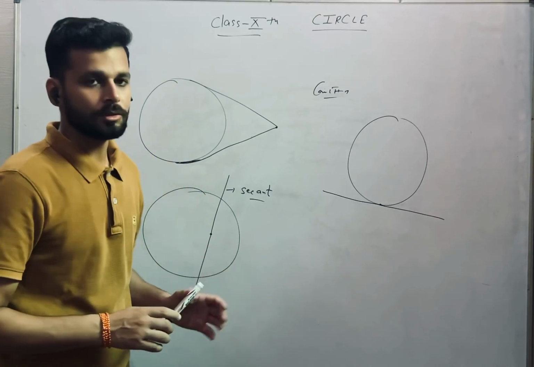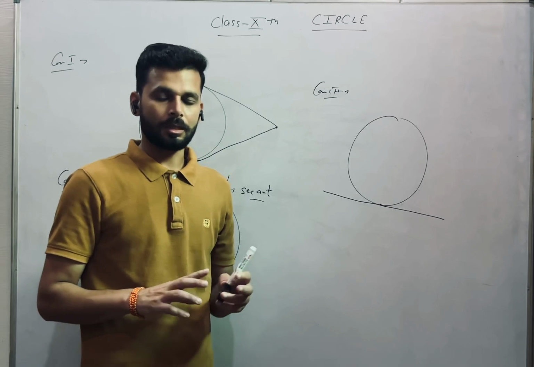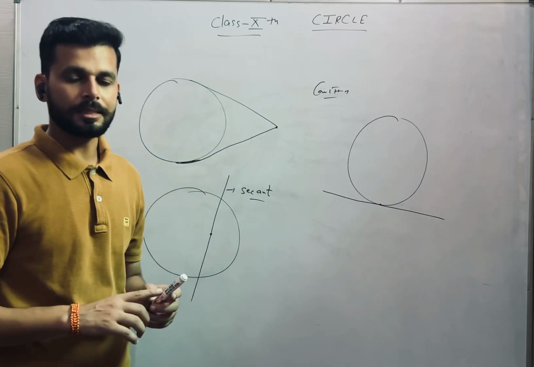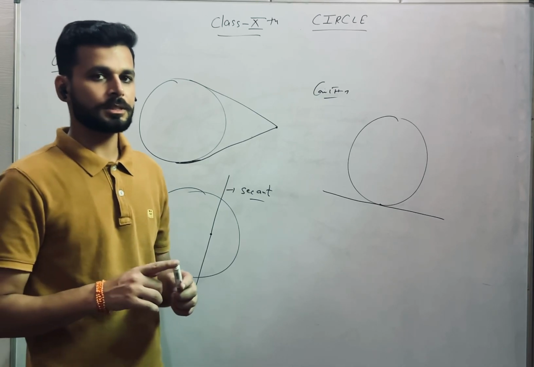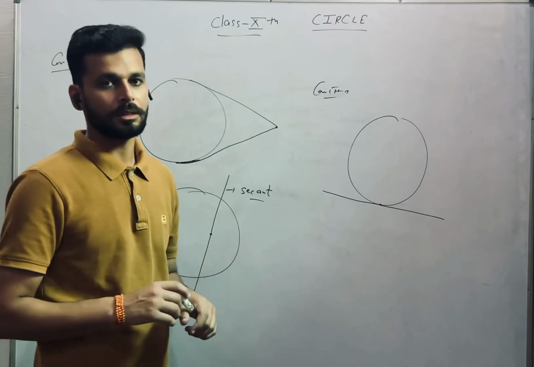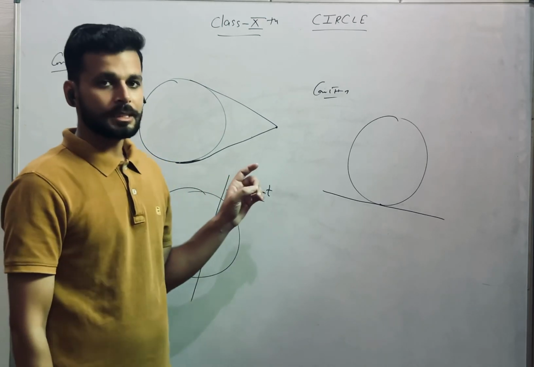have studied till now. What is a circle? Circle is a curve which is obtained by joining all the points which are at a fixed distance from a fixed point, and the fixed distance is called radius of the circle and the fixed point is called center of the circle. Next we have studied what is a tangent.